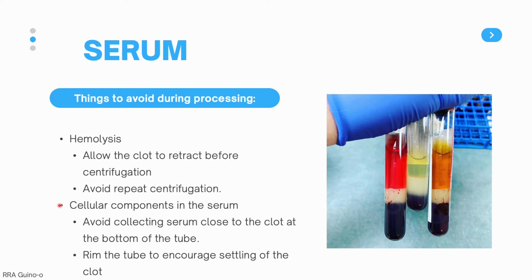Next is cellular components in the serum. The presence of cells like our RBCs and WBCs in the serum can cause cross-reactivity with antibodies that we use in immunological testing. Some troubleshooting tips involve avoiding collecting serum close to the clot at the bottom of the tube and rimming the tube to encourage settling of the clot. When we rim the tube, we simply run a small toothpick around the inner edges of the tube, and this releases the clot from the tube walls and encourages settling during centrifugation.